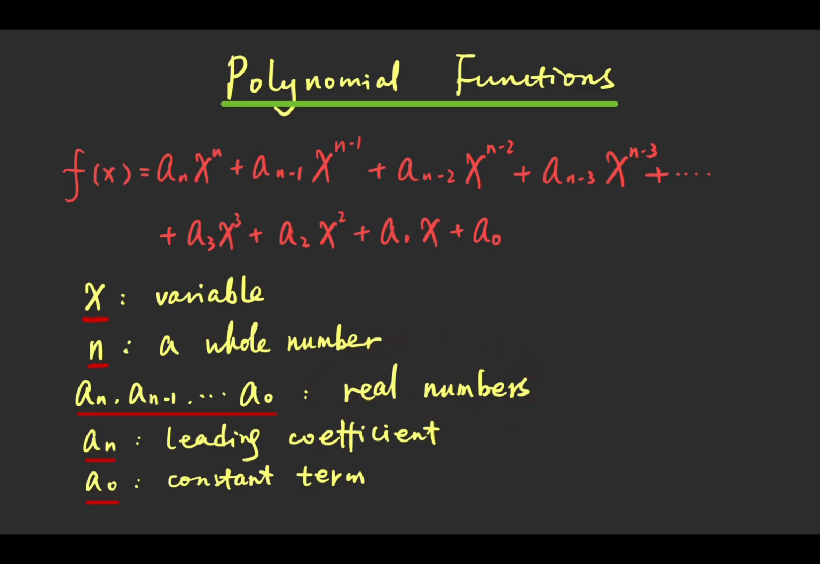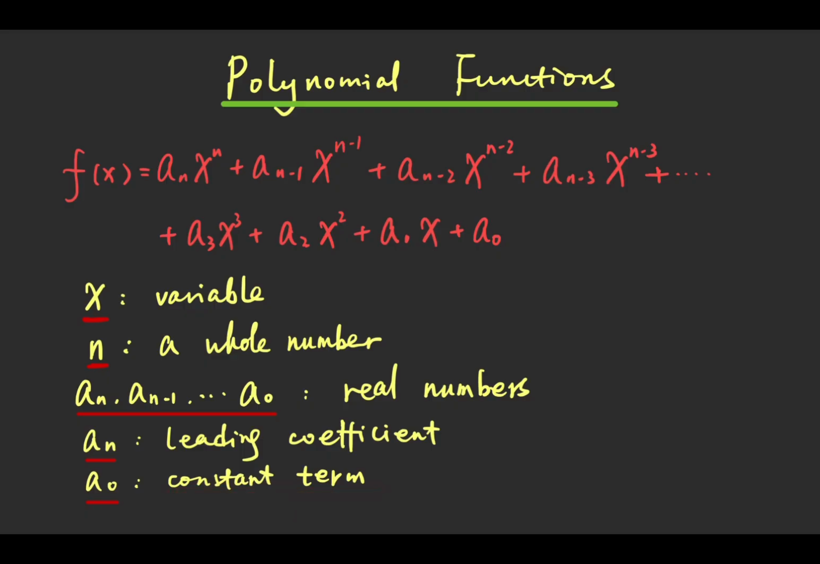a_n is the coefficient of the power with the largest exponent, that is to say, the exponent is n. We say this coefficient is the leading coefficient. The last term, a_0, is a constant, so we say this term is the constant term.